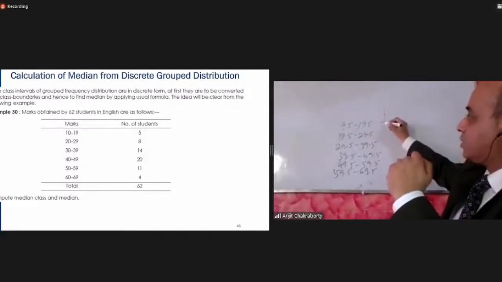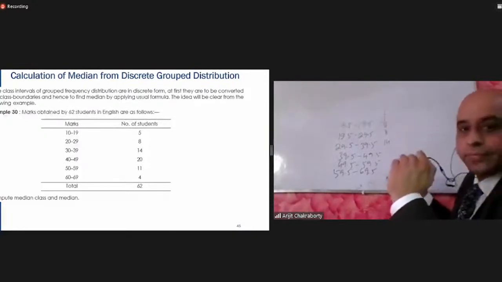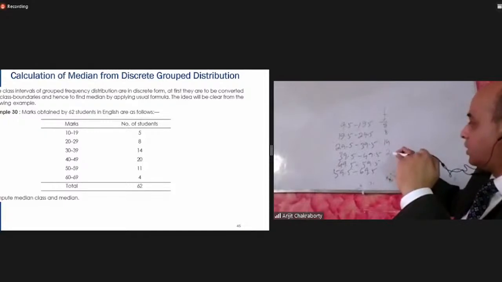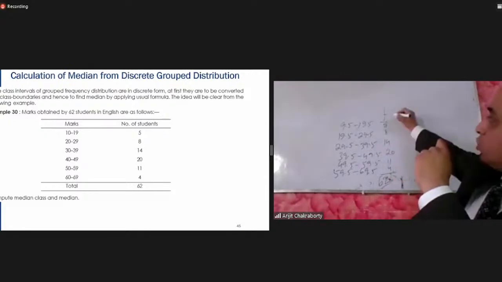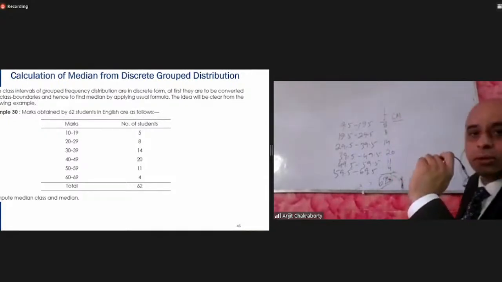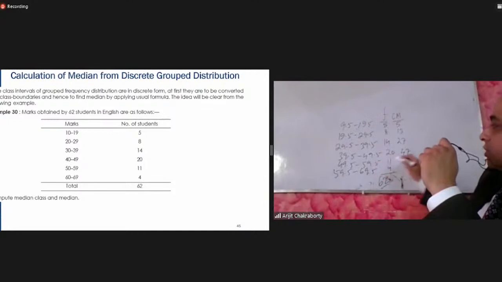Now we have the frequency. The frequencies are 5, 8, 14, 20, 11, and 4, total is 62, which is given. Next I will find the cumulative frequency. First 5. Second class, 5 plus 8, 13. Third class, 13 plus 14, 27. Fourth class, 27 plus 20, that is 47. Fifth class, 47 plus 11, that is 58. And sixth class, 58 plus 4, that is 62.